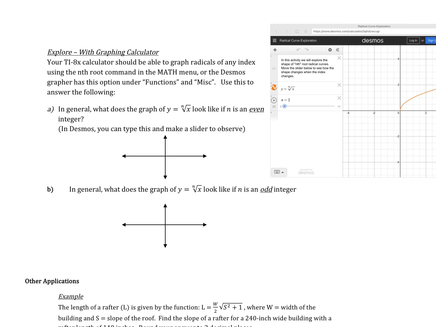Now we want to figure out what happens when this index is a 4 or 5 or a 6 or a 7. What happens to the shape of the graph? What does it look like? Now you can do this on your graphing calculator. You can do this on your TI-84 calculator.